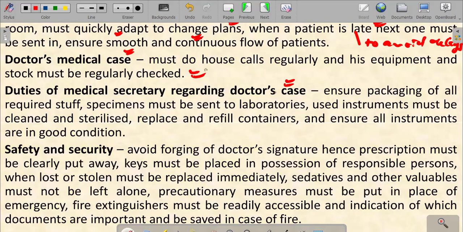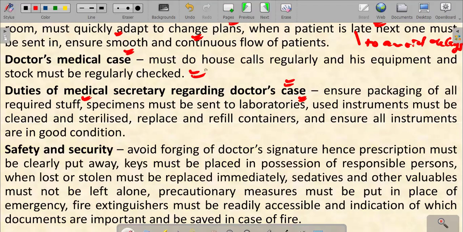Duties of the medical secretary regarding the doctor's case. What are the duties? Ensure packaging of all required stuff. Specimens must be sent to laboratories. The medical secretary must send specimen samples, which can be sent for testing or for whatever reasons to laboratories. They must be sent on time, always be well labeled, and must not get lost.